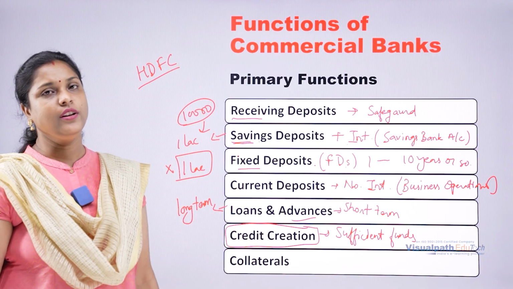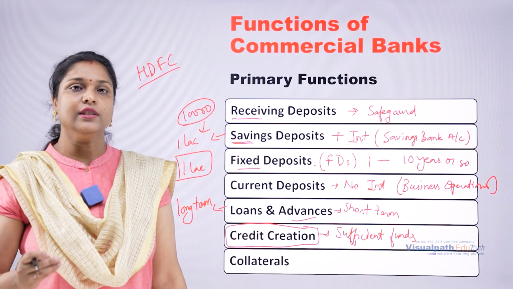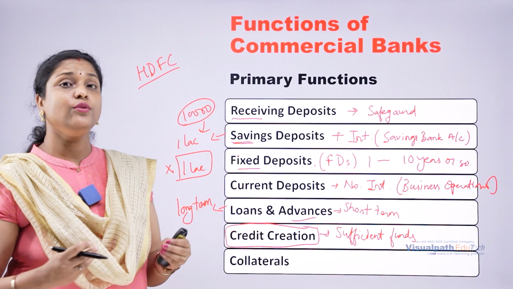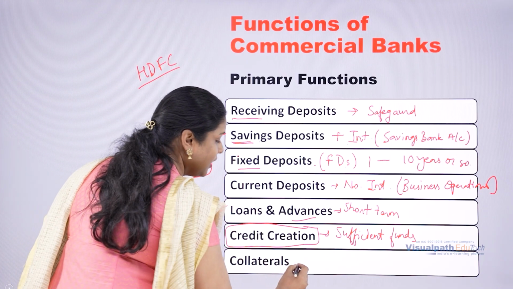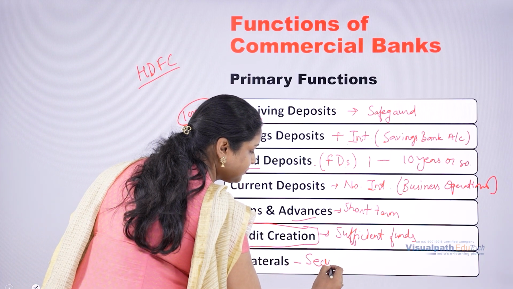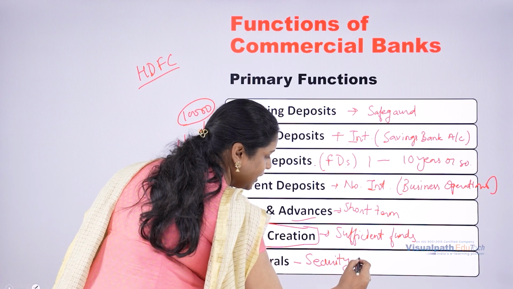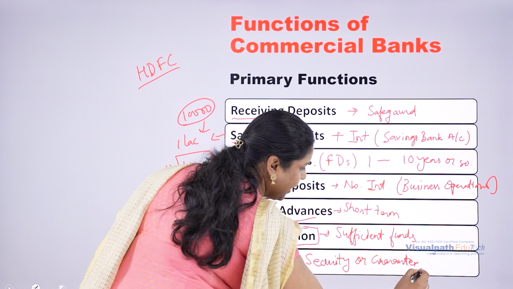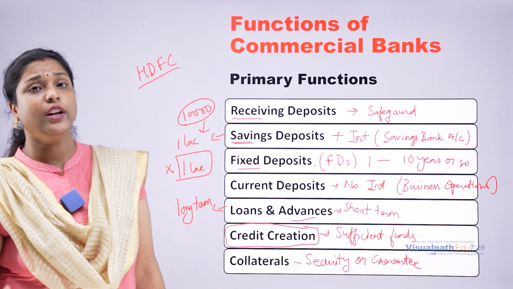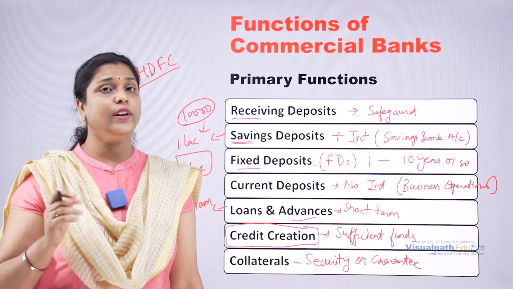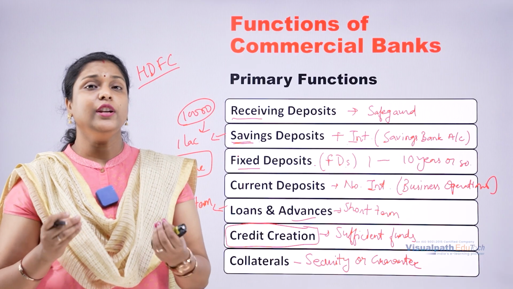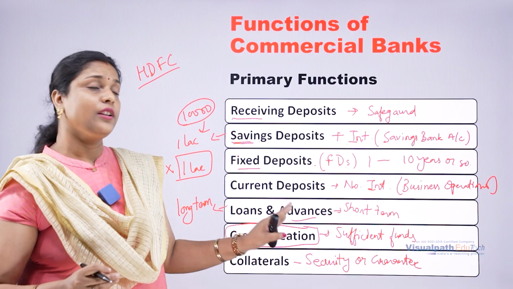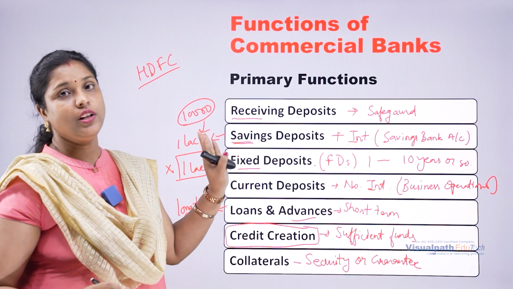Then the last one, collaterals. Whenever you go for loans, you need to keep something as security, or we can say guarantee, with the bank. How is the bank going to believe that you are going to pay back the amount you are taking as a loan from them? You need to keep something with them as collateral. So keeping collaterals is also a primary function of a commercial bank.